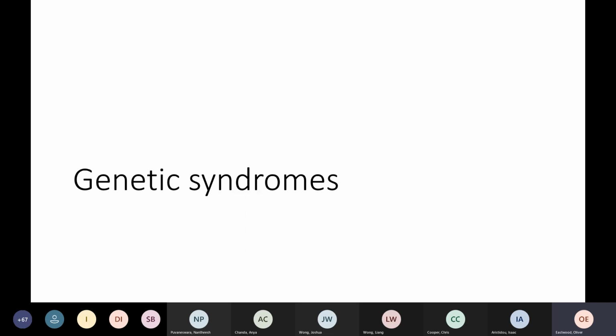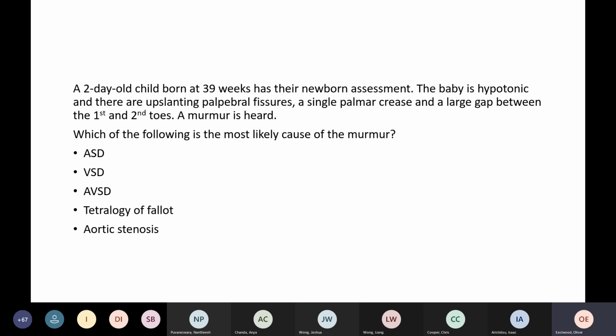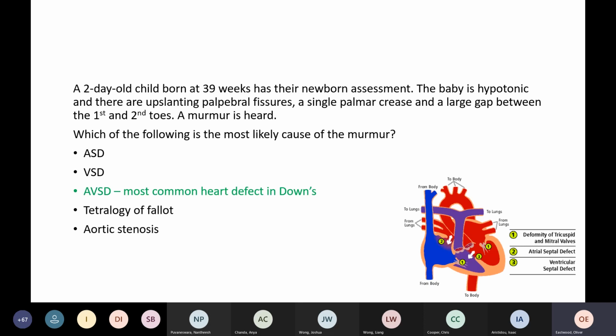So go on to your genetic syndromes. Oh, I've accidentally double-clicked that. Oh well. So yeah, this is a pretty quick one-step SBA that I just wanted to point out anyway.